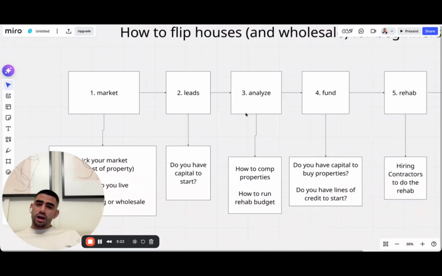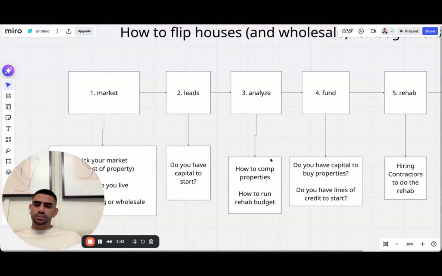And then the next step is, after you pick your market and get a lead source, you start getting leads coming in. You're going to need to learn how to analyze these properties. You're going to want to learn how to comp properties and how to run a rehab budget. I can do another video on how to comp properties and how to run a rehab budget. They'll probably be in the same video, but just a quick rundown on how to comp properties.